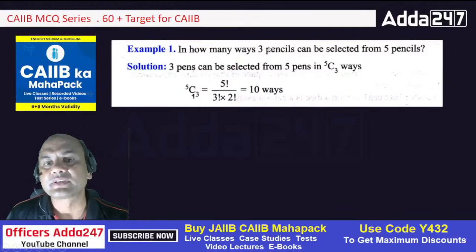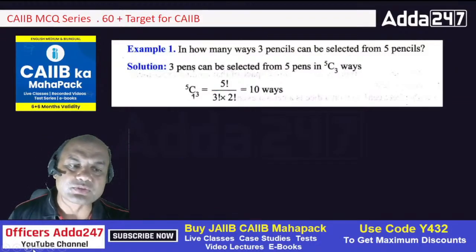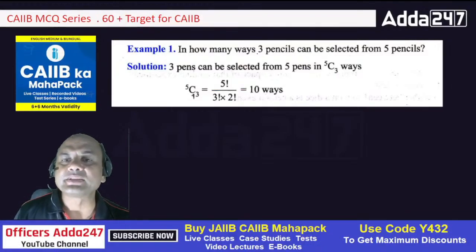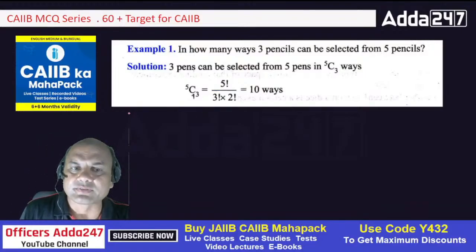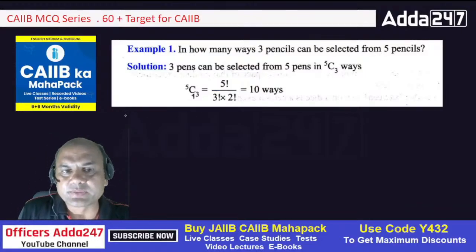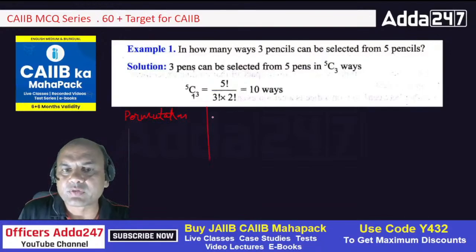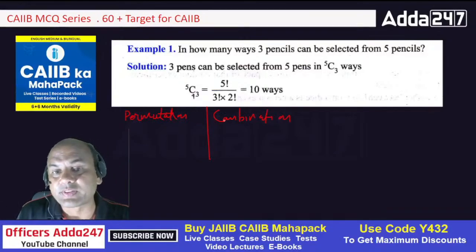In how many ways can three pencils be selected from 5 pencils? So here, the solution is given, but I'll explain the main concept. 3 pencils out of 5 pencils. Always remember this comes under combination. Now there are two things: one is permutation, and second is combination. What do you mean by these? You need to understand the difference between these two first.